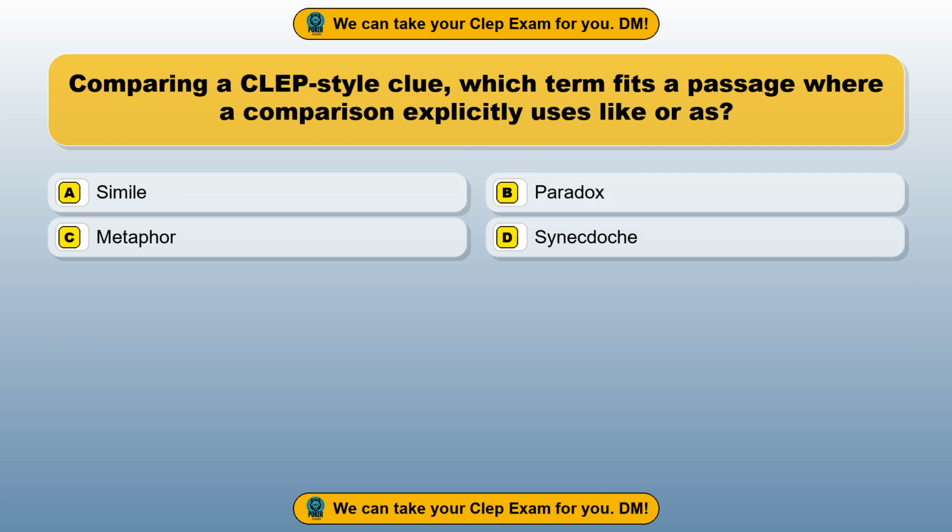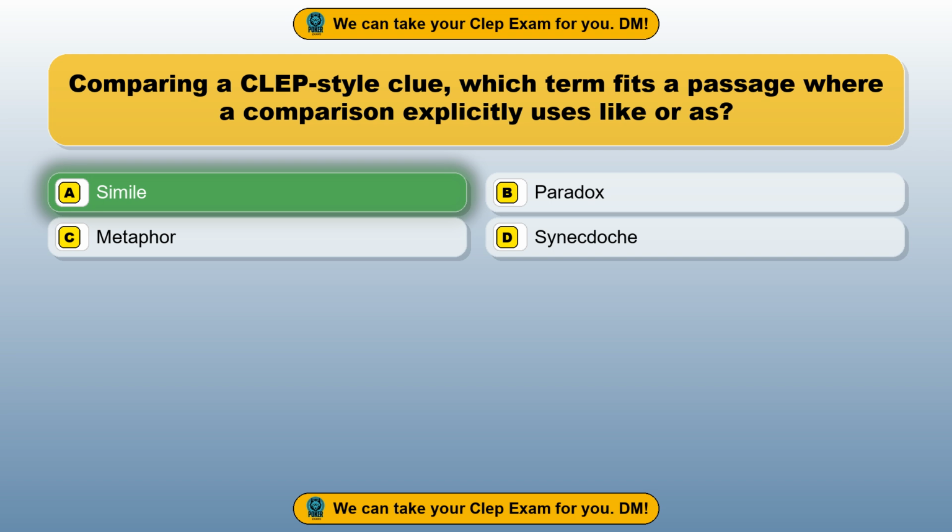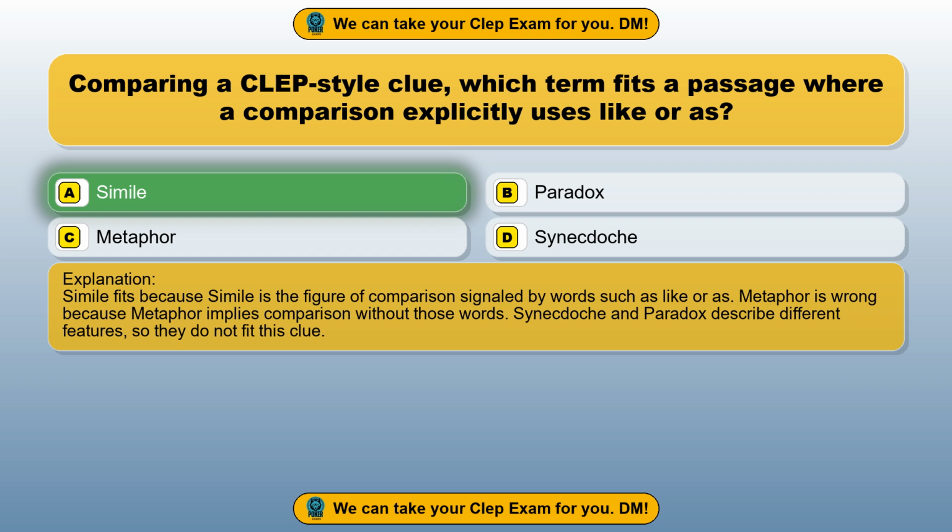Question 45. Comparing a CLEP-style clue, which term fits a passage where a comparison explicitly uses like or as? Option A, simile. Option B, paradox. Option C, metaphor. Option D, synecdoche. The correct answer is option A, simile. Simile fits because simile is the figure of comparison signaled by words such as like or as.